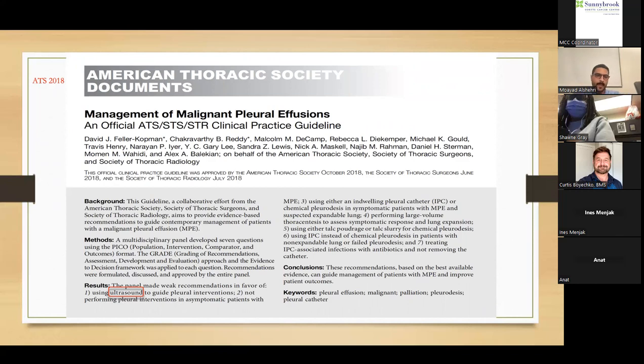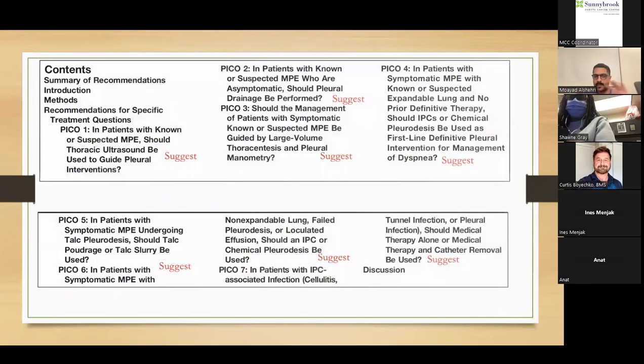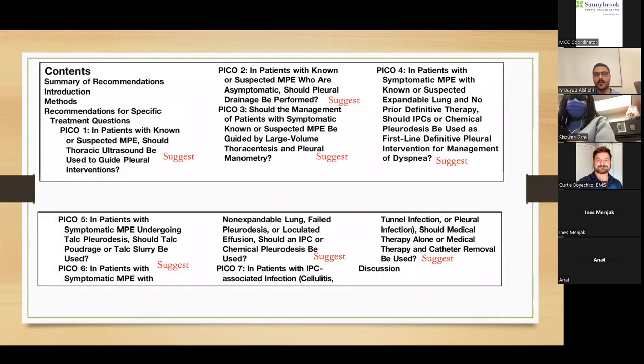procedures in medicine. And I like the ATS because it's a very easy read, 9-10 pages, and even the summary is good enough to know the approach in general. And they have it as 7 questions in a PICO format, and they try to answer these questions. So there are some recommendations for the PICO questions.